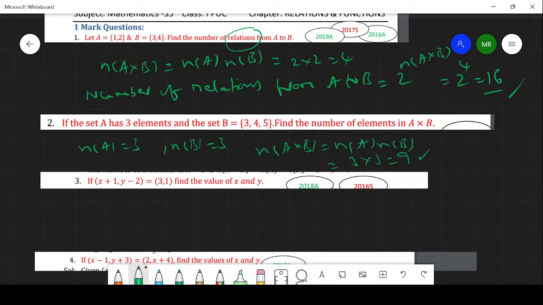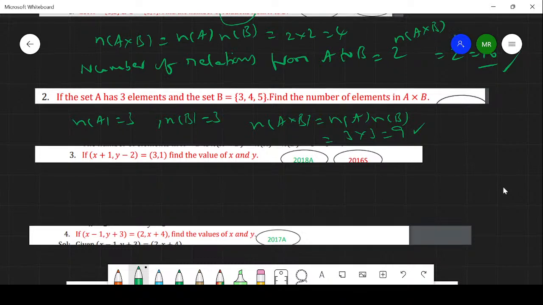Your answer is 9. Clear? You will get the answer 9. Nine elements will be there. Now this was also asked 2 times in the PUC board exam. I didn't mention that here, but they asked this one. I think it is a simple problem.